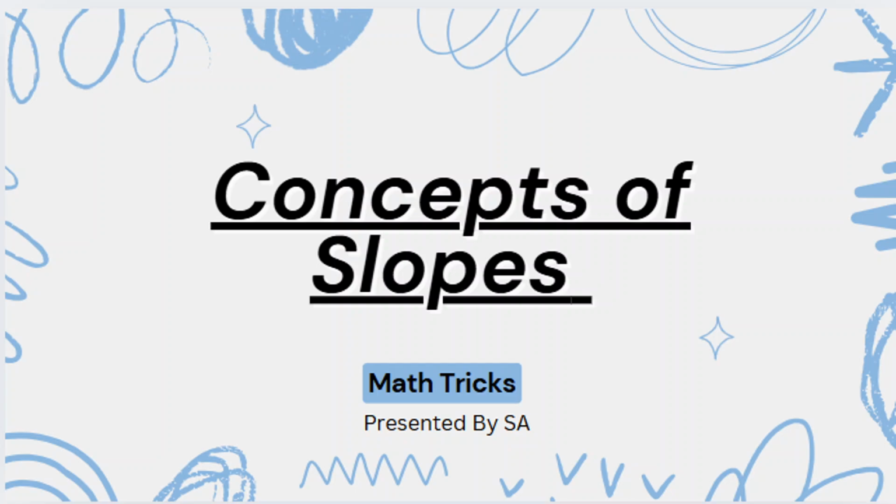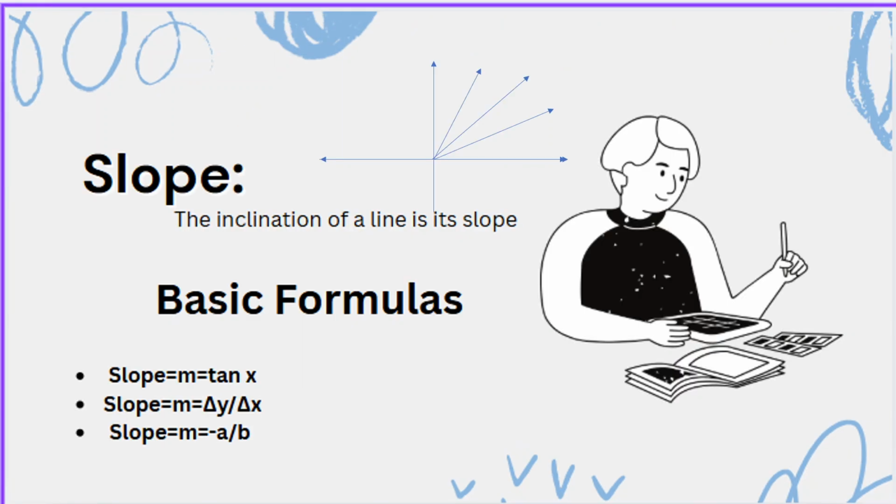Hello students, in this topic we are going to discuss the concept of slopes by matrix. First of all, I am going to define the slope. Many students are confused about the concept of slope. Slope is actually the inclination of any line.